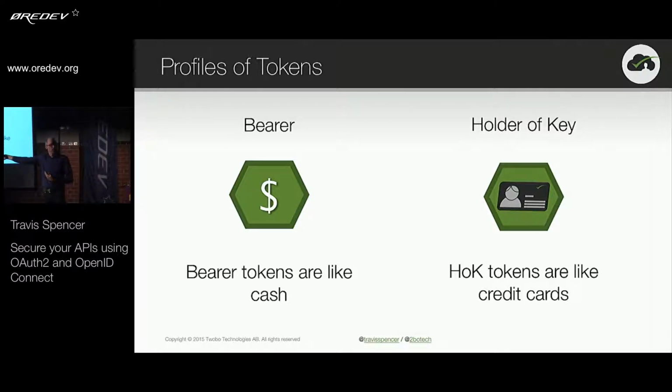Pretty much everything that you see these days is bearer tokens, but this is changing to be holder of key tokens. Another word for holder of key tokens is proof of possession tokens, or POP tokens. To help you understand what these are, a bearer token is kind of like cash, whereas a holder of key or POP token is kind of like a credit card.